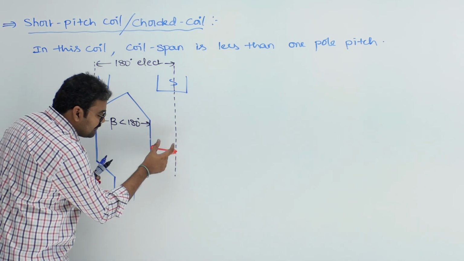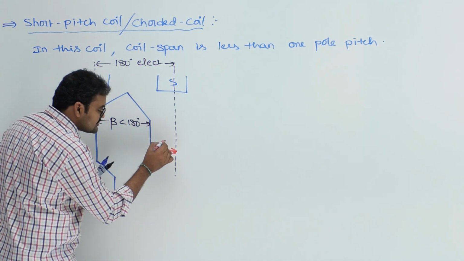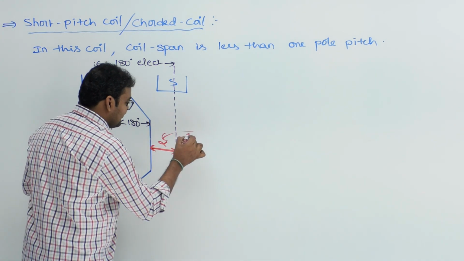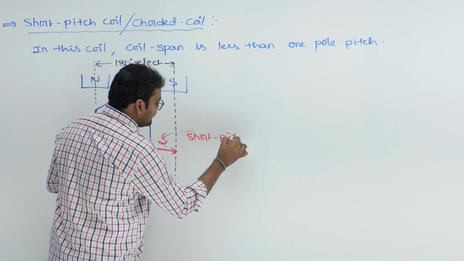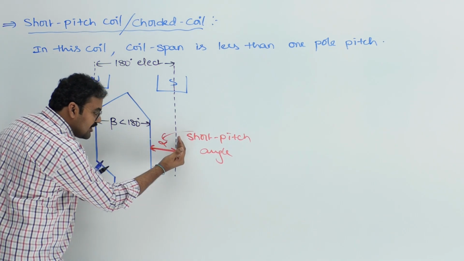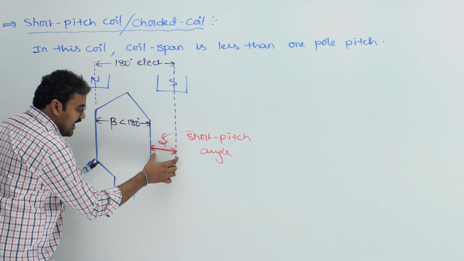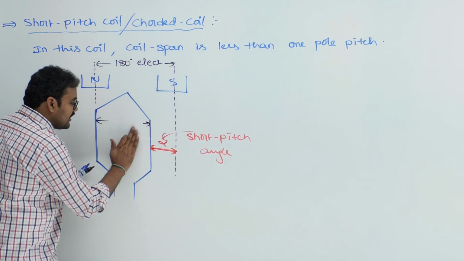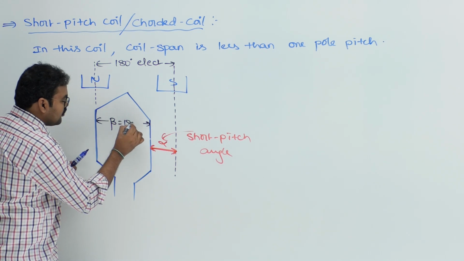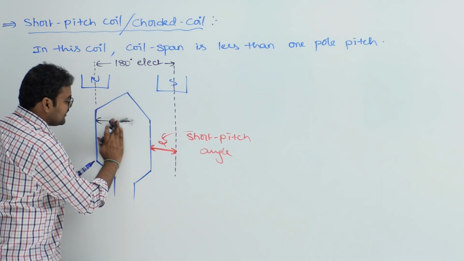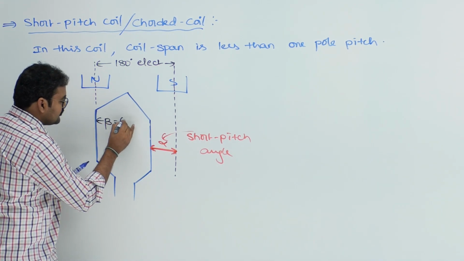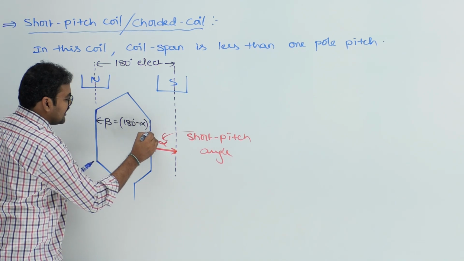This small angle by which the coil is shorted is called as short pitch angle, represented by the letter alpha. Okay, so coil is shorted by alpha degrees. If alpha is the short pitch angle, then what is the coil span? Beta will be just 180 degrees minus alpha. Let me write more clearly. So now coil span beta is equal to 180 degrees minus alpha.